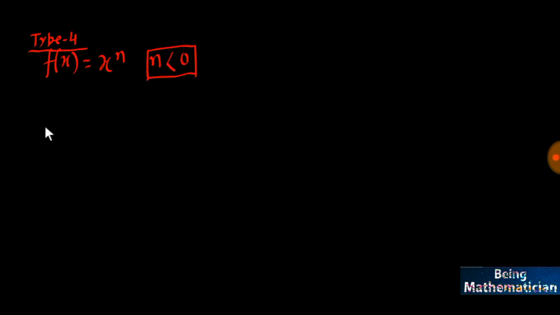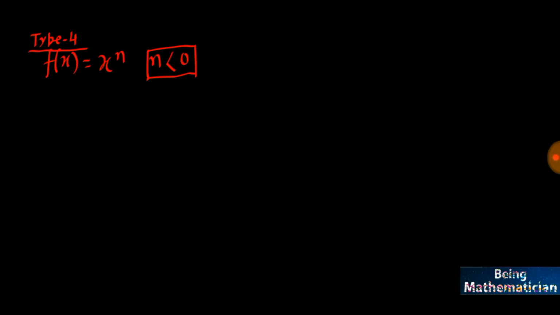Now let's move to the fourth type of exponential function. So assume that f(x) equals x to the power n, where n is less than 0, and in the same way this type contains two cases. So let's discuss case number 1, when n is a negative even number.